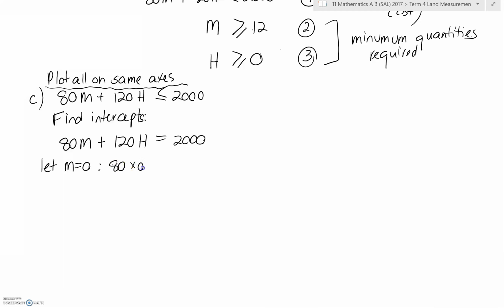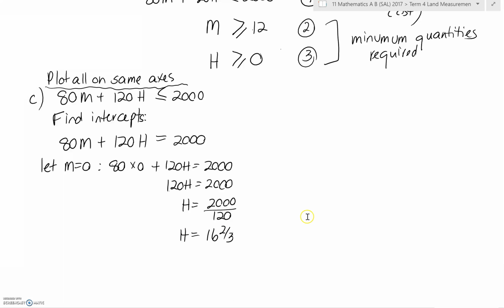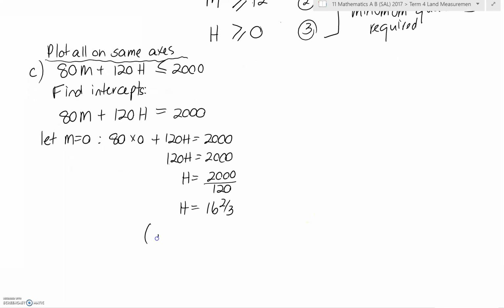So 80 times 0 plus 120h equals 2000. Now anything times 0 is 0, so 120h equals 2000. H is 2000 divided by 120, because we need to get rid of that number that's attached to the h. H is 16 2/3. Now you could of course use a decimal. It just needs to be written in a way that's easy for you to plot, that tells you what you need to plot. 16 2/3 I think, or a decimal is pretty good for plotting. So that's our first coordinate.